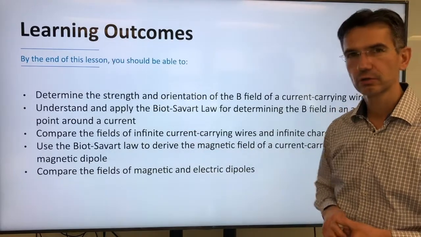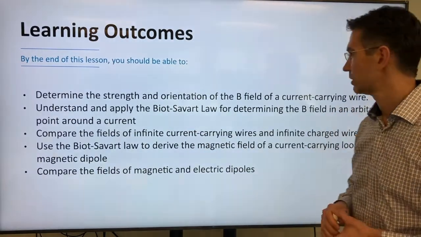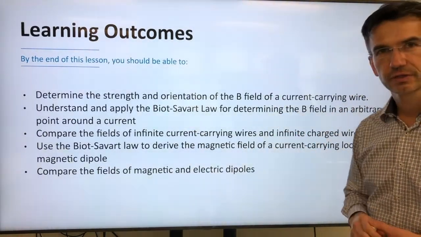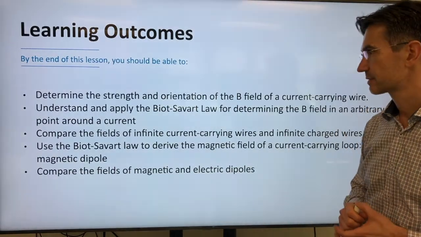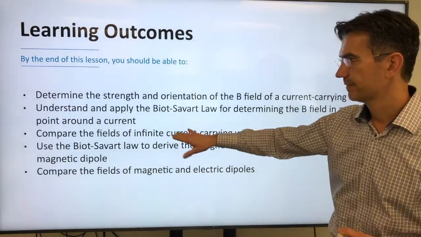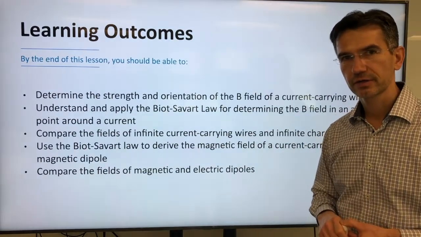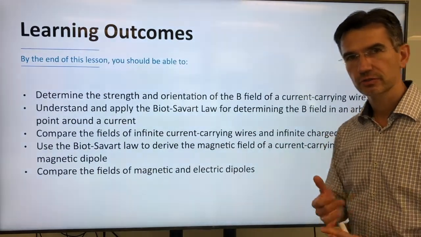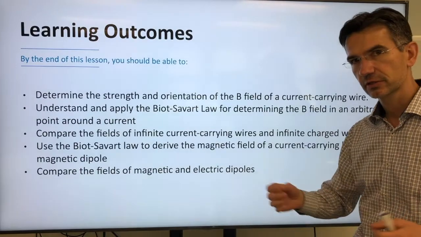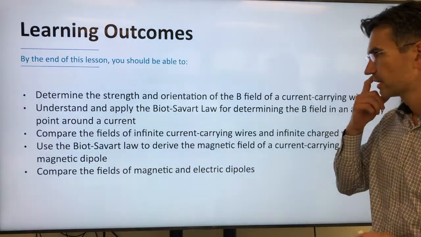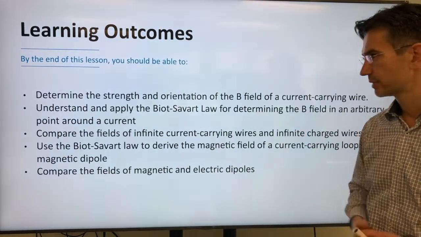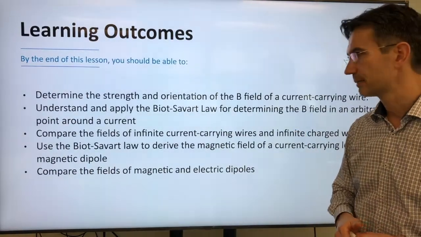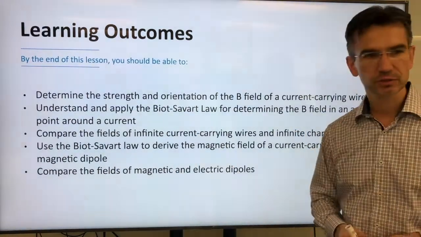Understand and apply this new law called the Biot-Savart law, which we can use to determine the magnetic field of any current element in space. And then we'll see how the fields of current carrying wires and charged conductors, linear charged conductors and linear current carrying wires compare. We'll use the Biot-Savart law to determine the magnetic field of a current carrying loop. And we'll see this is what it's called a magnetic dipole. And we'll see how magnetic and electric dipoles compare too.